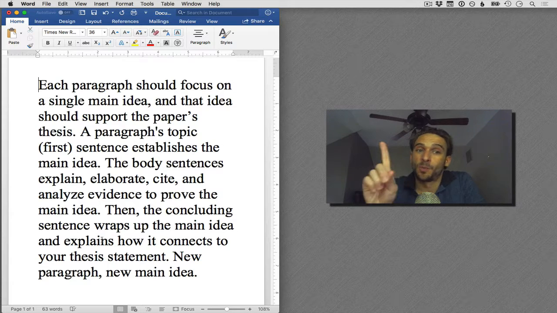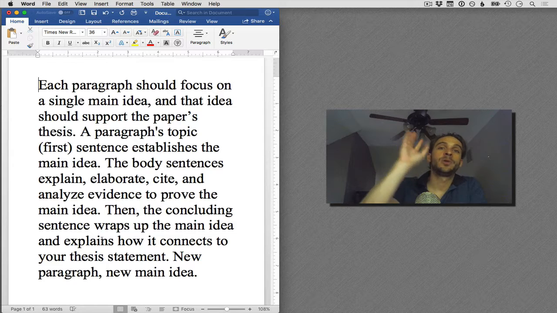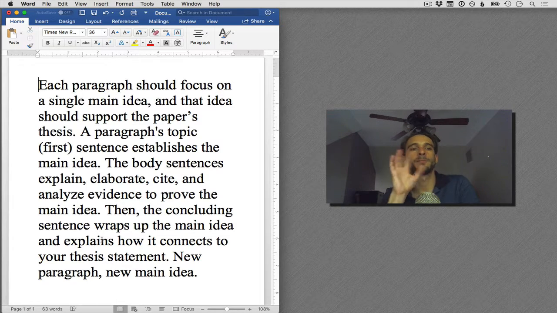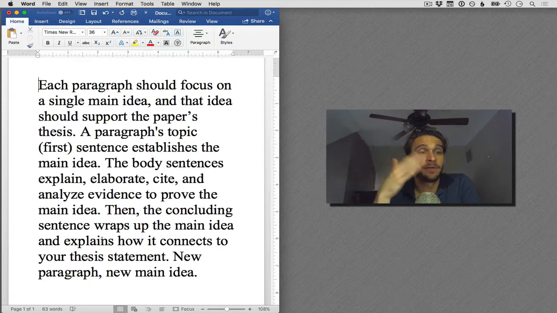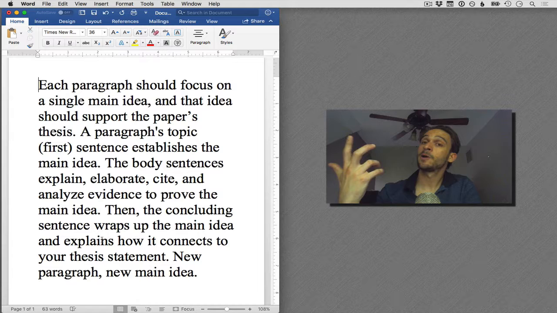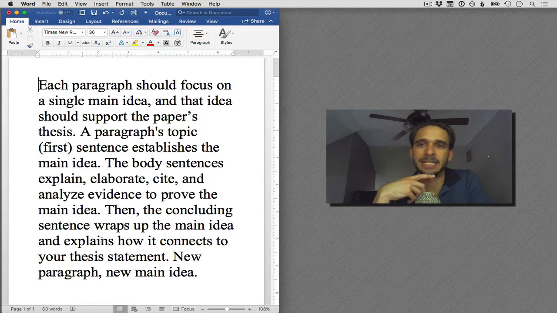Each paragraph should focus on one main idea. That main idea should be clearly related to the paper's thesis. This is how you keep everything on track and laser focused from paragraph to paragraph. A paragraph's topic, that is usually the first sentence, establishes the main idea. Then the body sentences explain, elaborate, cite, analyze evidence to prove the main idea. And then there's a concluding sentence that wraps up the main idea and explains how it relates to your thesis statement. When you hit enter and indent, that tells your reader visually that you're starting a new paragraph, which means you're starting a new main idea.